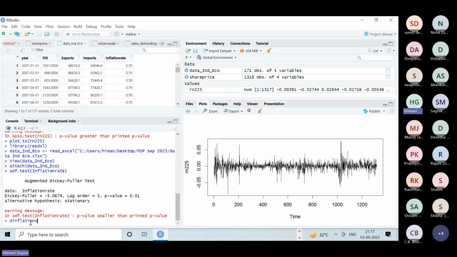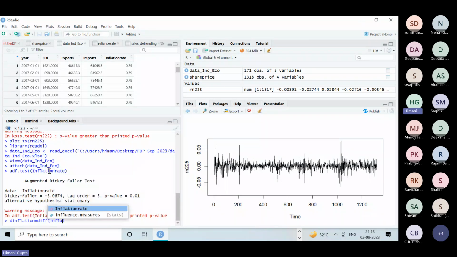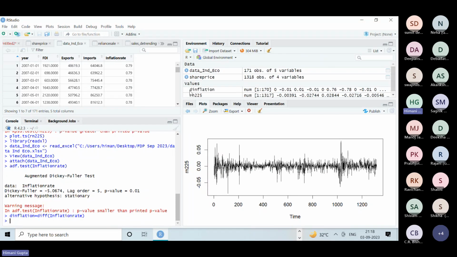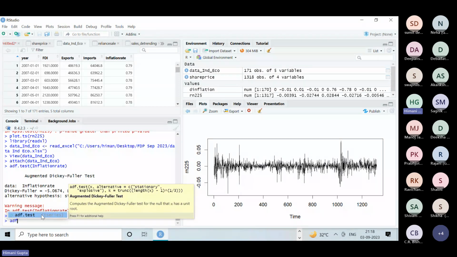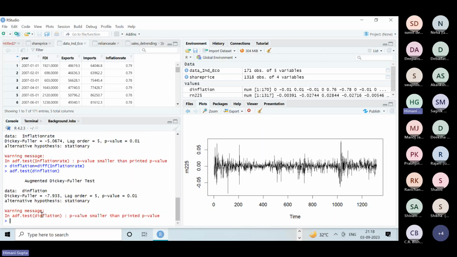For my understanding, I always use the letter D when I am taking a simple difference, and I always use the letter R if I am taking the log difference. You can use any abbreviation, whatever you want. So it will be dinflation as diff of simple inflation. We don't have to take log. Now I have this vector dinflation created. Let me check whether this is stationary or not. Obviously it will come out stationary because my data is also already stationary. Now you can see that my data is stationary.